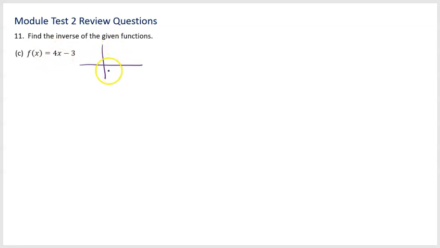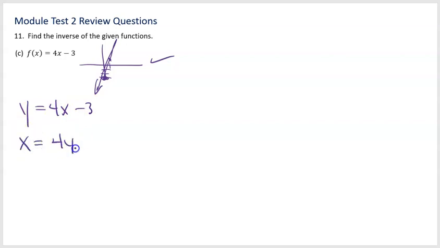So you could graph it. Down here, the y-intercept is negative 3. Now it's supposed to rise 4 and run 1. So the graph looks like that. Does that pass the horizontal line test? Sure it does, because all straight lines that are not horizontal do. All right, so the next step is I rewrite this as y equals 4x minus 3. Next step, replace x with y and y with x. In other words, do the switch.